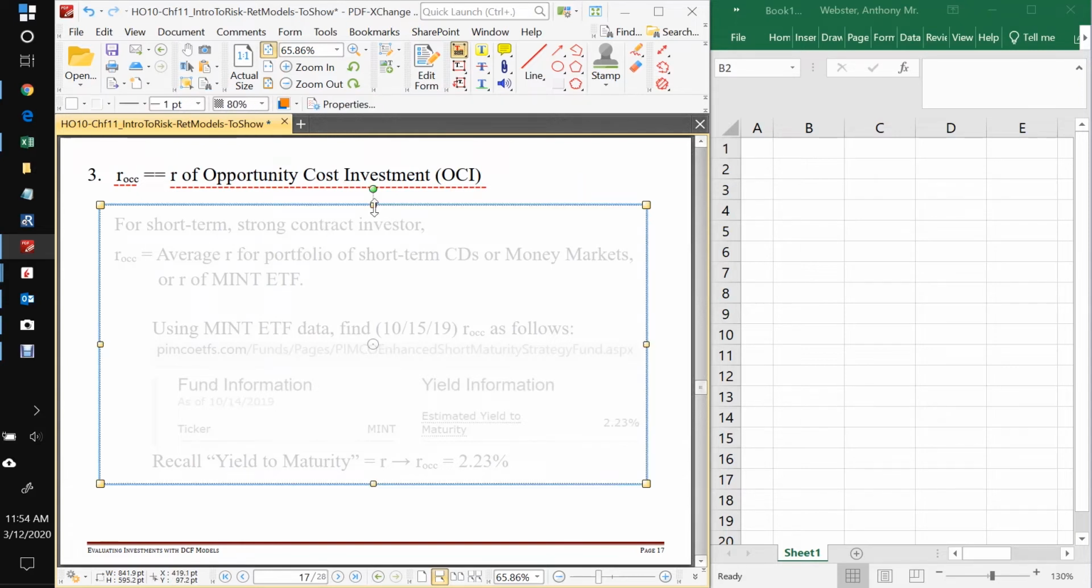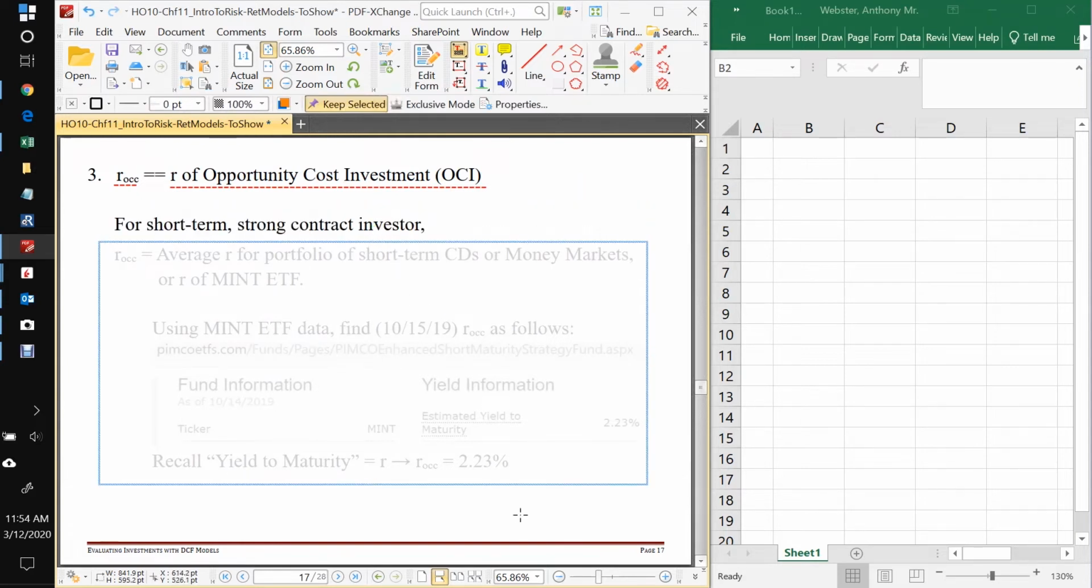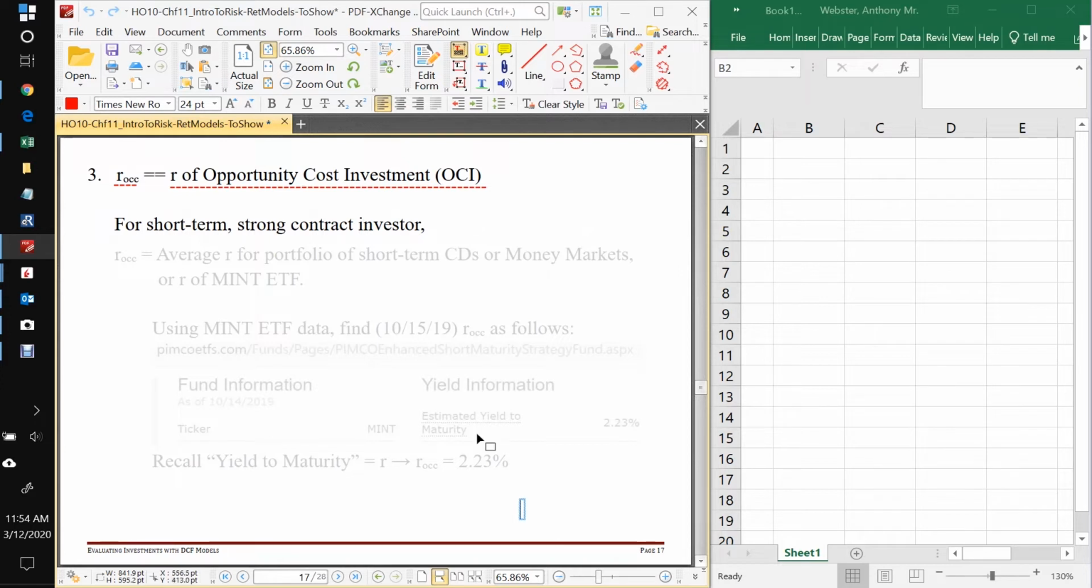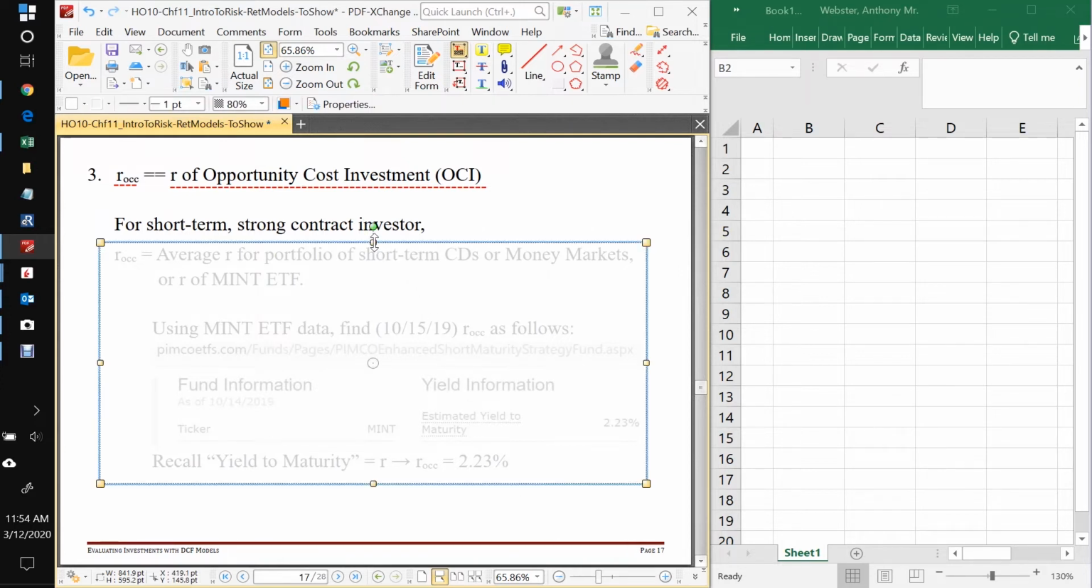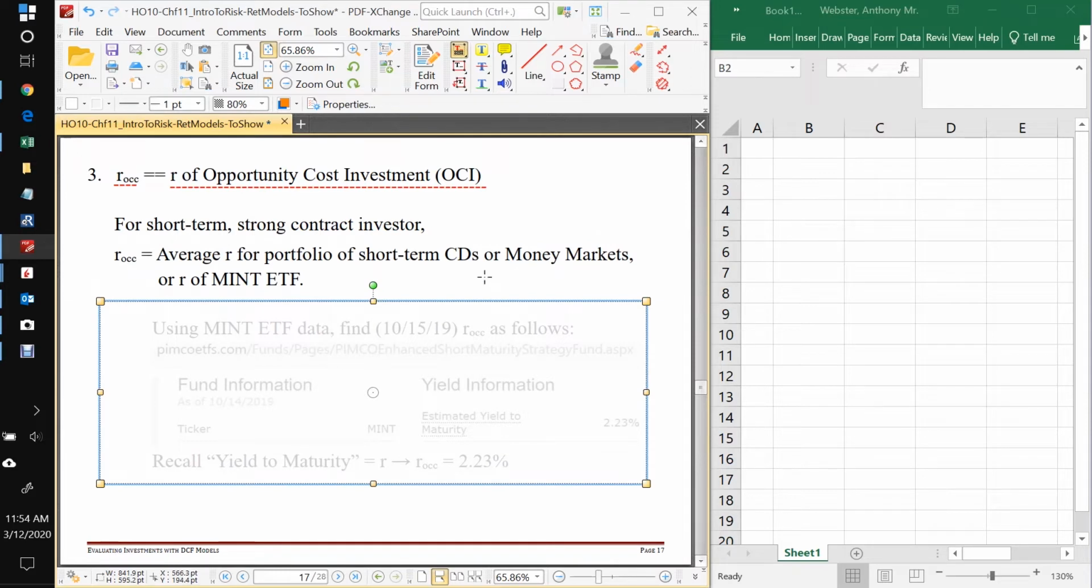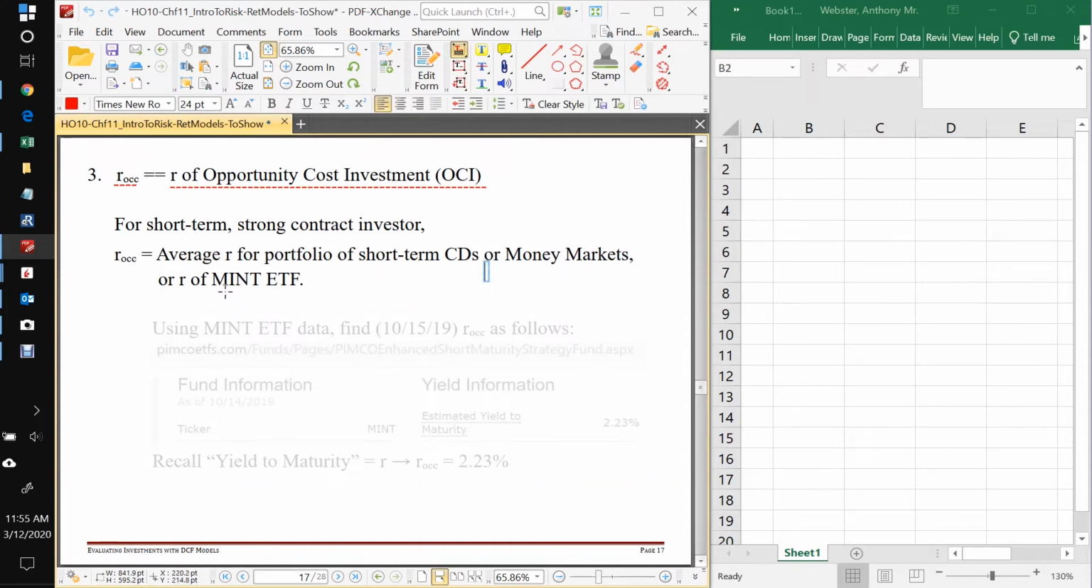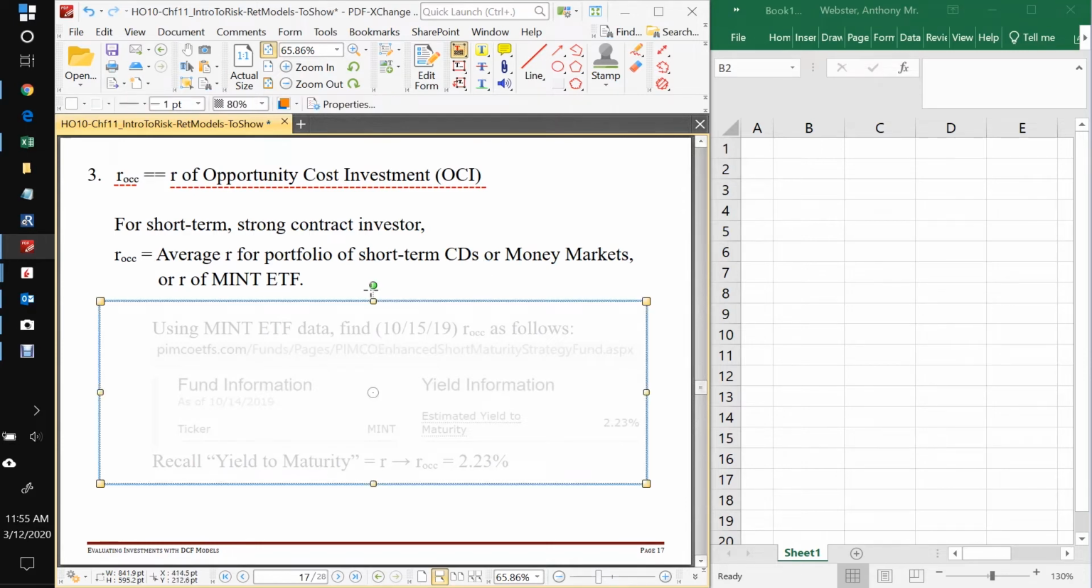So let's see how this is going to work for, for example, our short-term strong contract investor. Okay, so let's say she's lazy like me, and she did say, my opportunity cost investment is going to just be shares of the Mint ETF. Then her opportunity cost of capital is just going to be the average interest rate for all of the items in the Mint ETF. And guess what? This is really great.